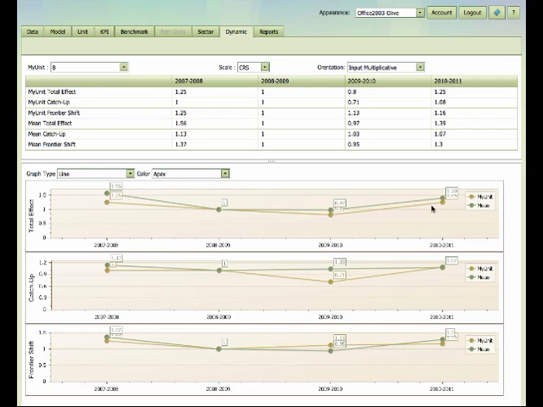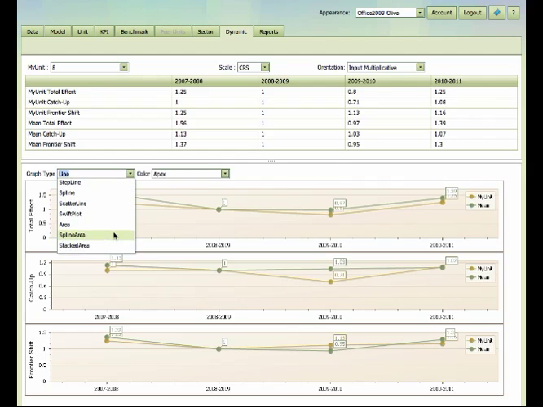You also get a graphical illustration of the numbers in the table. So you get one for total effects, where you get the mean, the green one, and then my values, which are the brownish colored line here. You can choose what kind of graphical expressions you prefer.